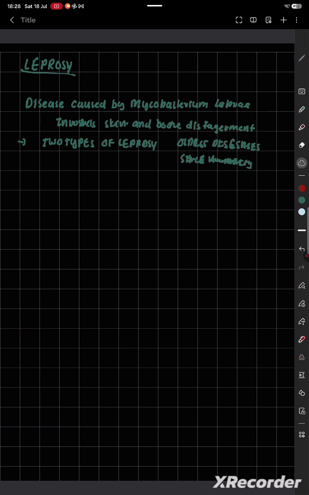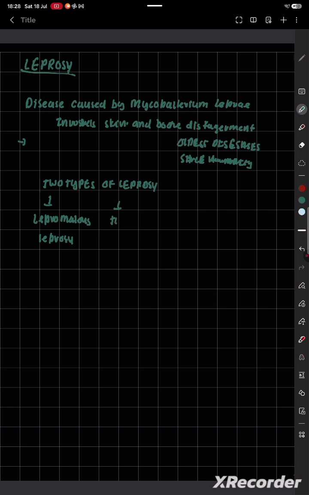Okay, so we can talk about the two types of leprosy. First is lepromatous leprosy. Another one is tuberculoid leprosy. Another name for lepromatous leprosy is multibacillary leprosy, and another name for tuberculoid leprosy is paucibacillary leprosy.